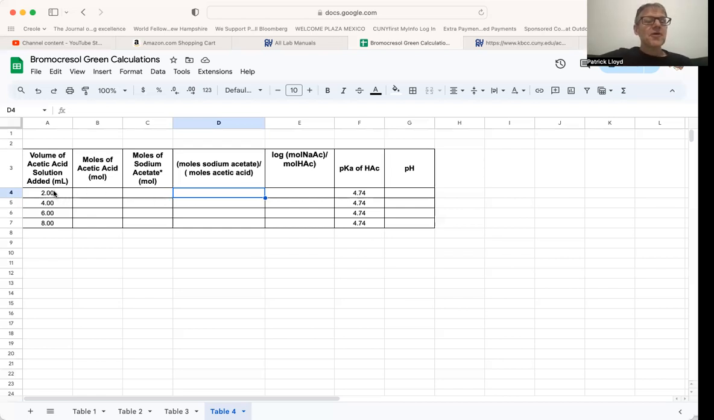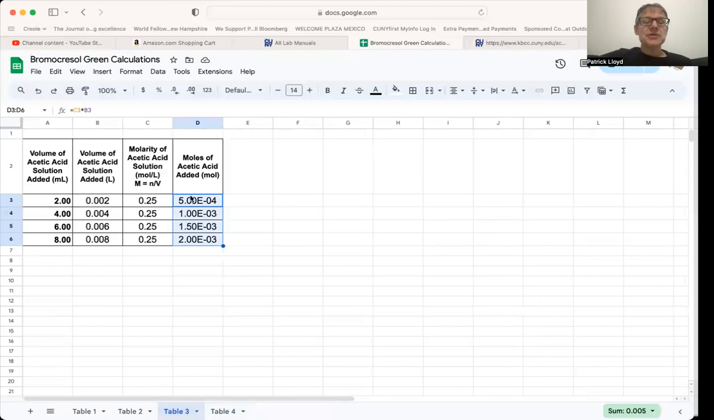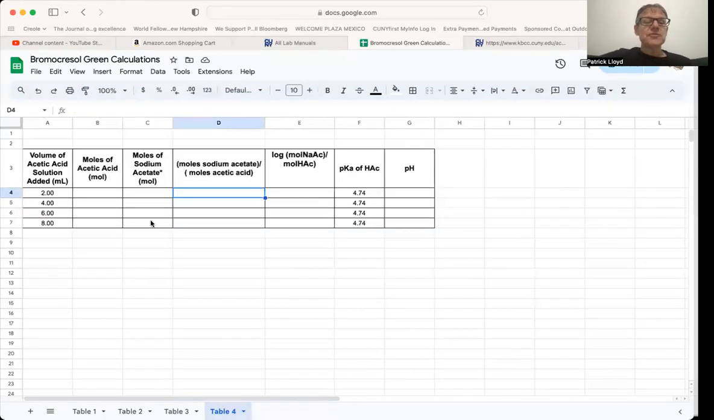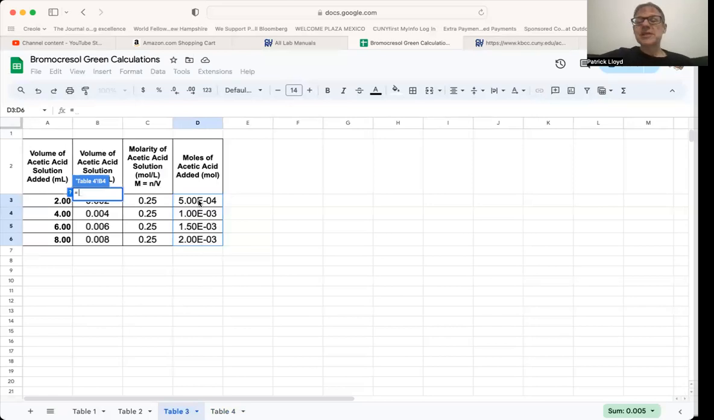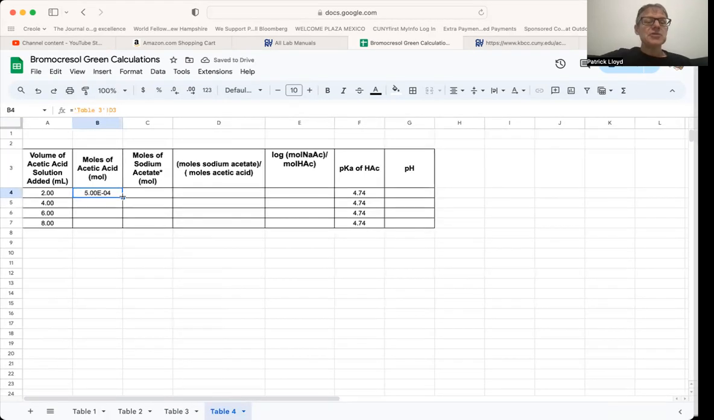So let's begin here. The volumes that we were adding, 2, 4, 6, 8, those are really just there to show us which solution we're talking about. In the previous table, we calculated the moles of acetic acid that we were adding, right? So let's go back to that. See there? Those are the moles added. So what we can do is hit the equal sign, come over to the previous table, hit that cell, and then hit enter. Then it should be smart enough to use the 3 numbers that come after that in the previous table. Then we had the moles of sodium acetate.